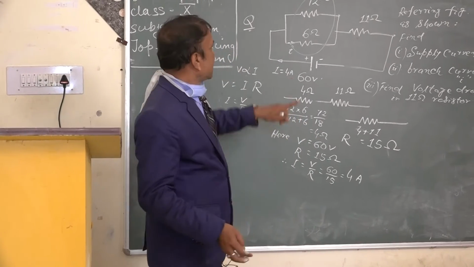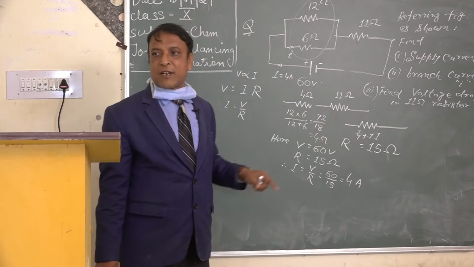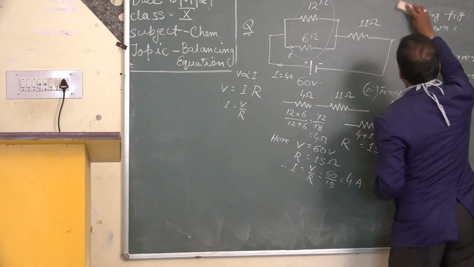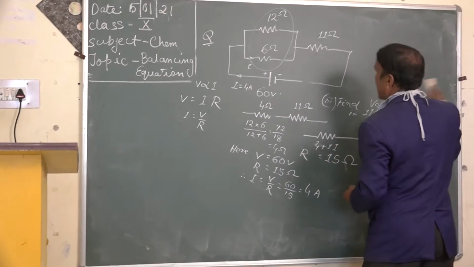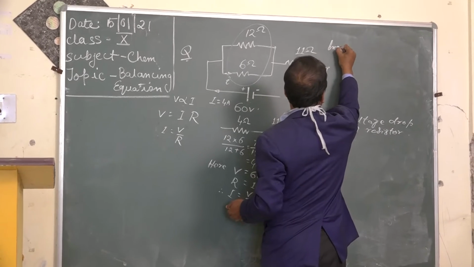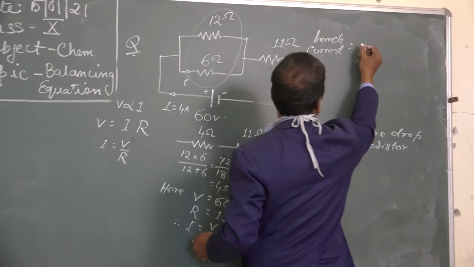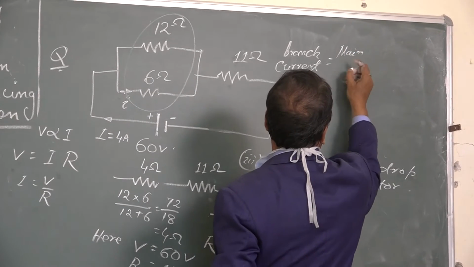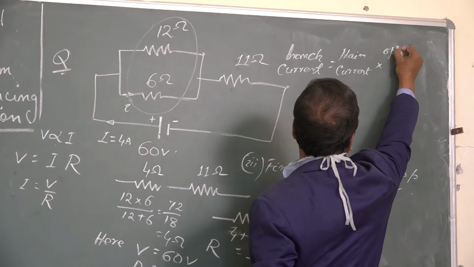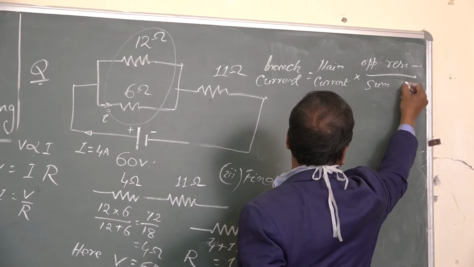Then next is the branch current. I told you that if you want to find the branch current, I had given you one formula. What is that? Now, if you want to find any branch current, any branch current is equal to the main current into the opposite resistance by the sum of resistances.